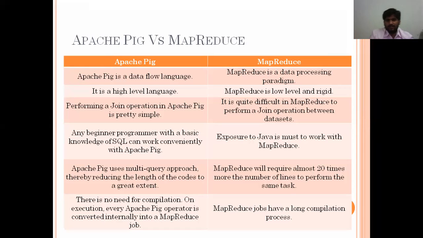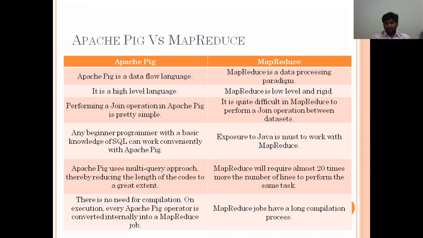There are some differences between Apache Pig and MapReduce. Apache Pig is a data flow language, and MapReduce is a data processing paradigm. Pig is a high-level language, while MapReduce is a low-level language and rigid.